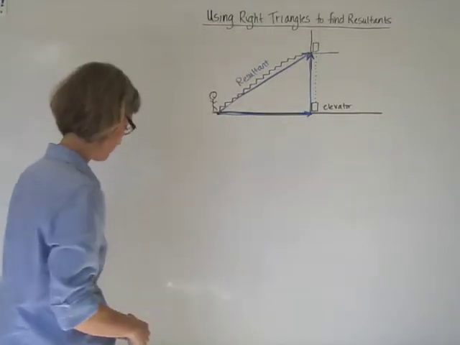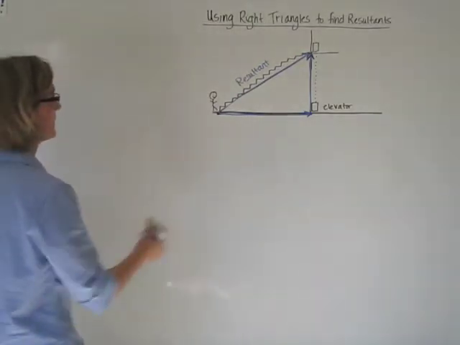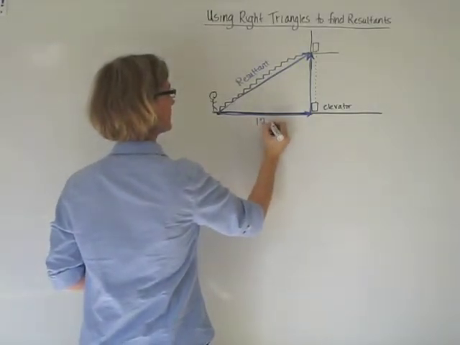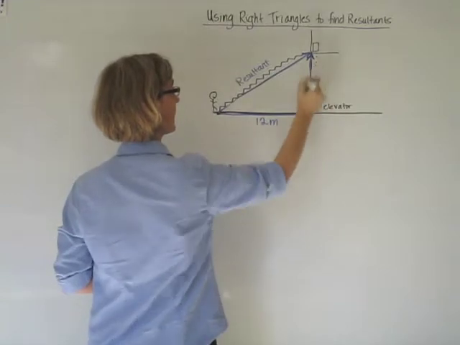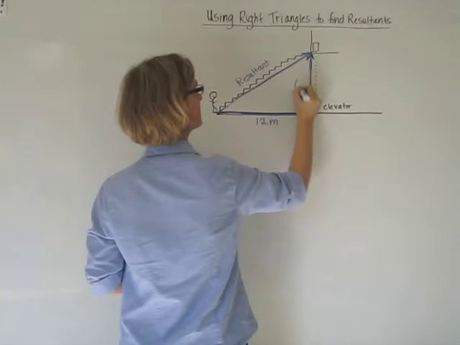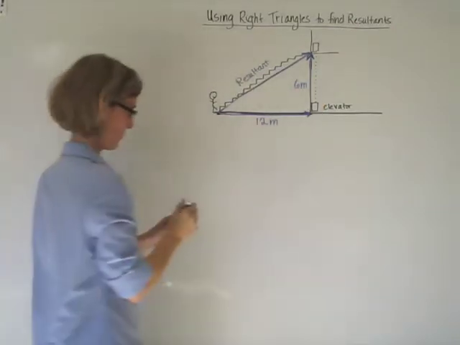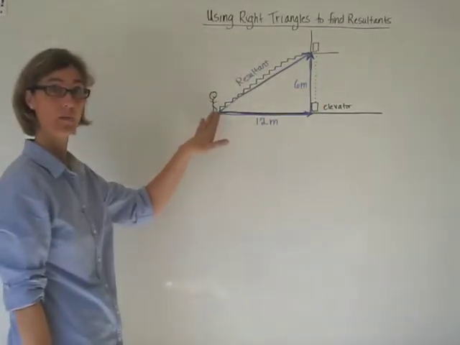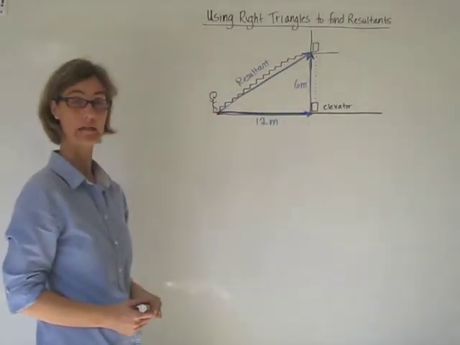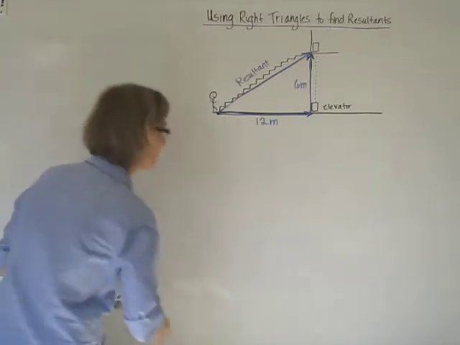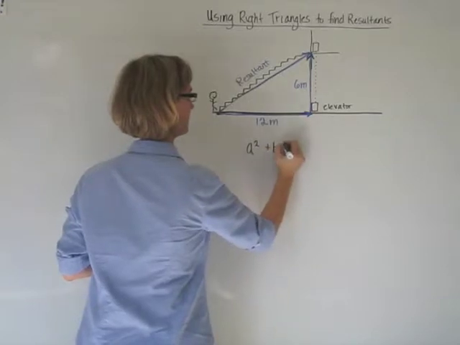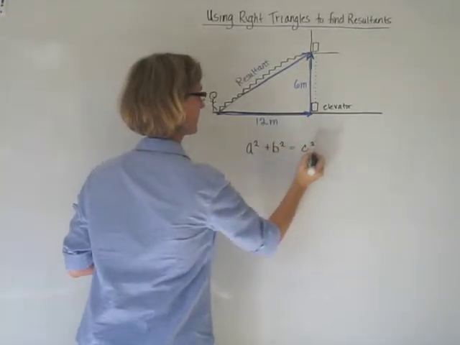Let's suppose this distance here is 12 meters, and the height from the first story to the second story of the tall building is 6 meters. We want to know the resultant. Well, this is a right triangle, so the sides are related using the Pythagorean theorem: a squared plus b squared equals c squared.